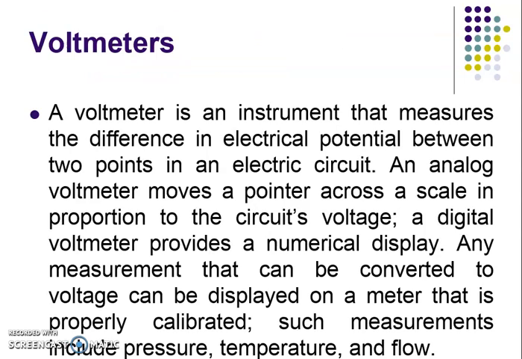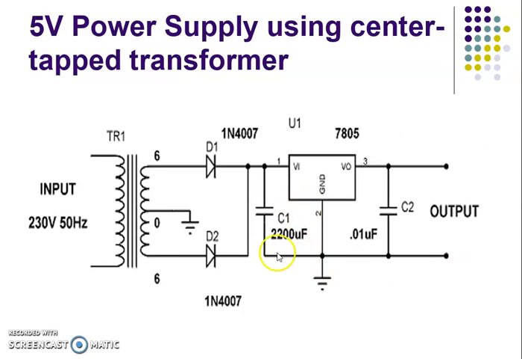There is one more diagram of the power supply. This is using a center tap transformer. Here 3 terminals are there. So this is an example of a center tap transformer. In this only 2 diodes are used. So this is also a full wave rectifier, a center tap full wave rectifier.